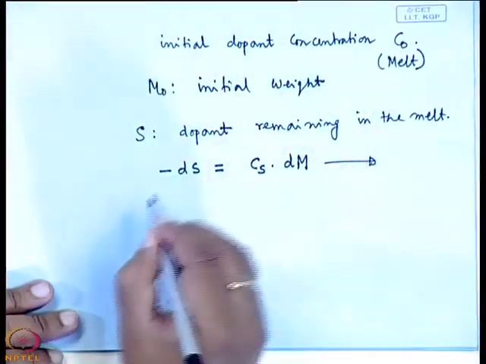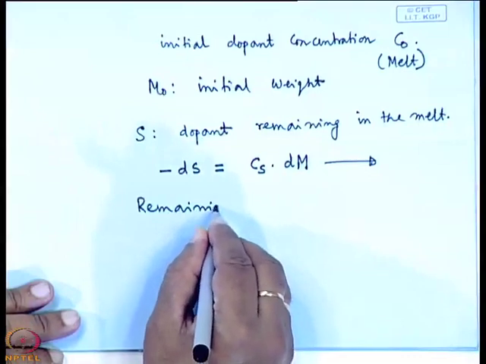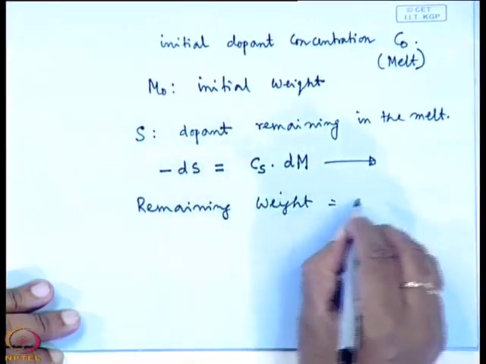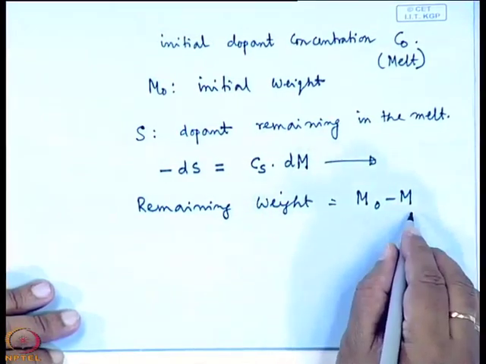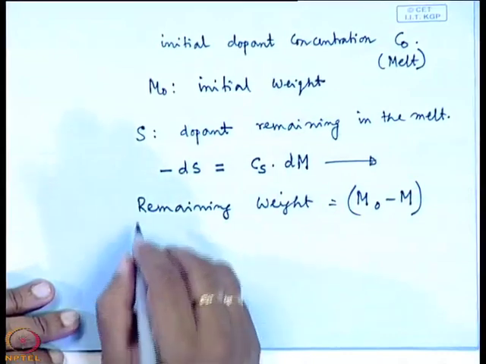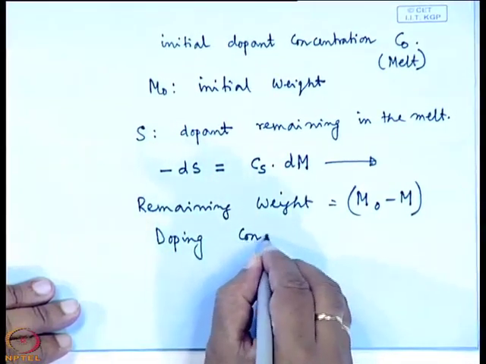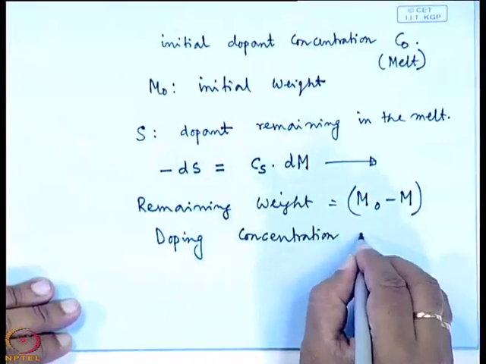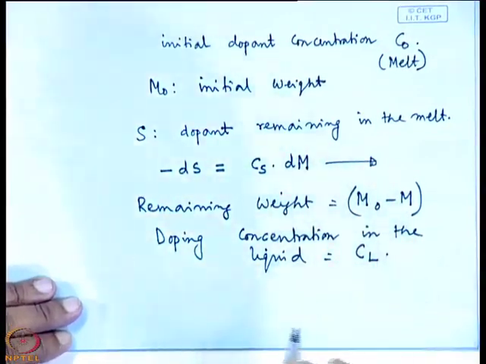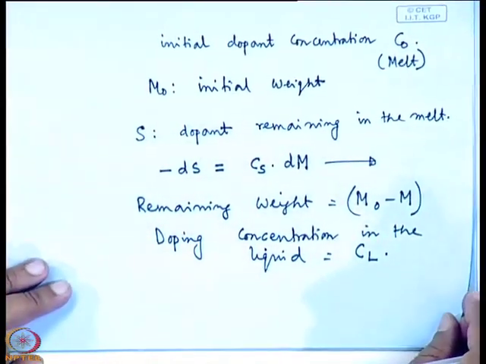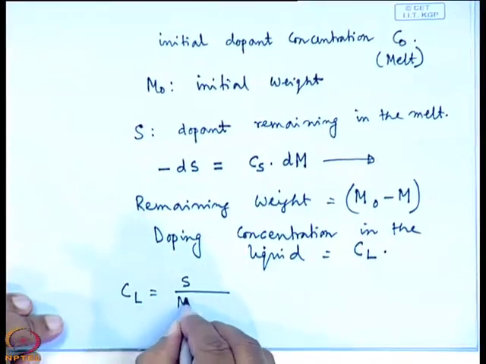Another expression we shall write: remaining weight equals m 0 minus m. M 0 minus m is the remaining weight of the melt, and the doping concentration in the liquid is equal to C L. So, we write that C L equals S by M 0 minus M.